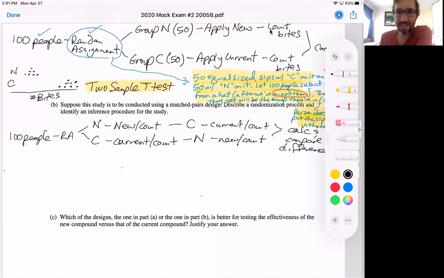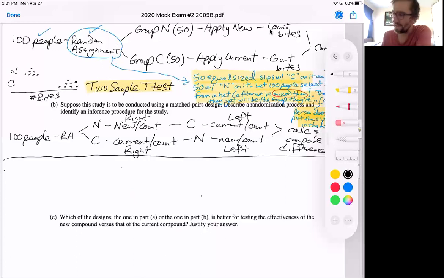Now, rather than maybe doing it sequentially like this, you could use both arms, right? So maybe you do the new on the right arm, and they get the current on the left arm. And then they would get the current on the right arm and the new on the left arm. So you don't have to draw a diagram like this, but the important part is that you describe the randomization process.